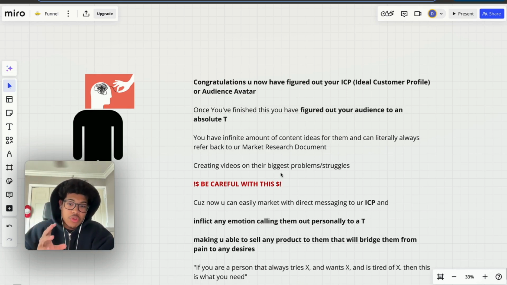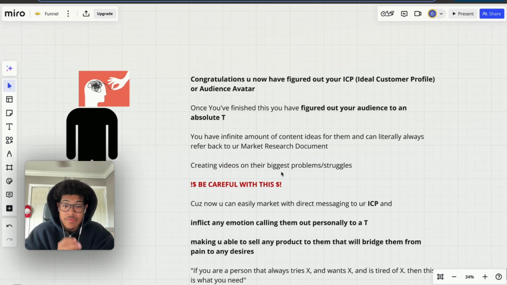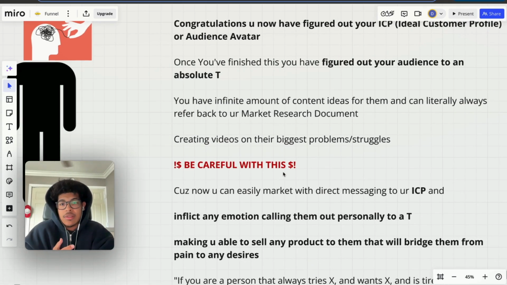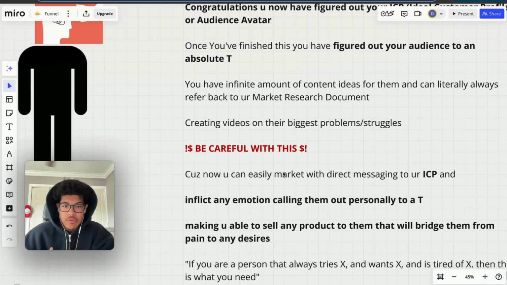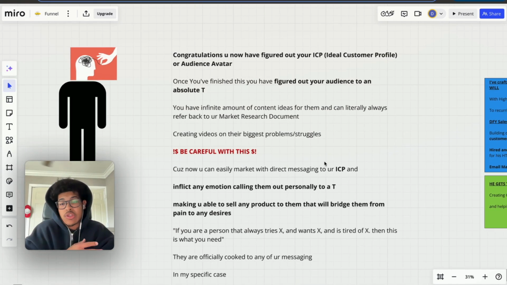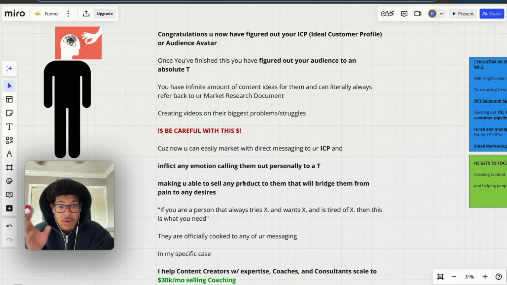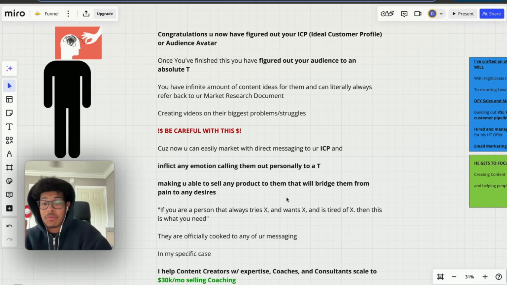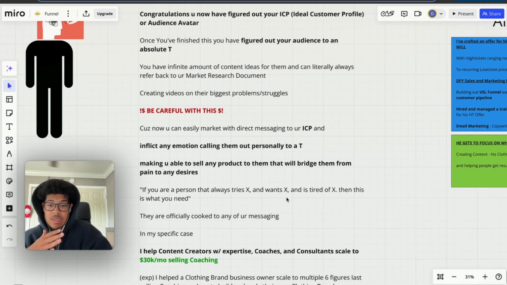But I want to warn you guys, be very careful with this. This is actually insane. Bro, you know your audience to a T. Be careful with this, because now you can easily market with your direct messaging to your ICP, right? You can inflict any emotion, calling them out personally to a T, making you able to sell any product to them that will bridge them from their pain to their desires.